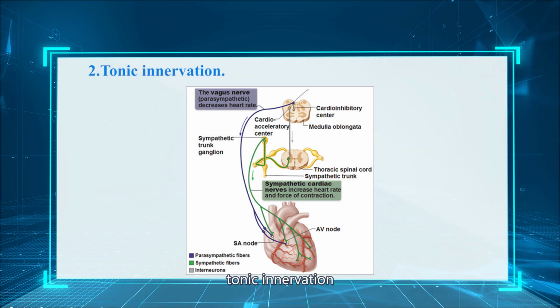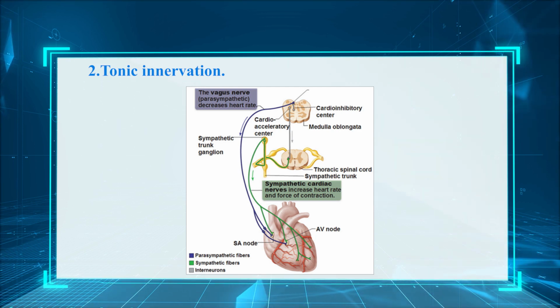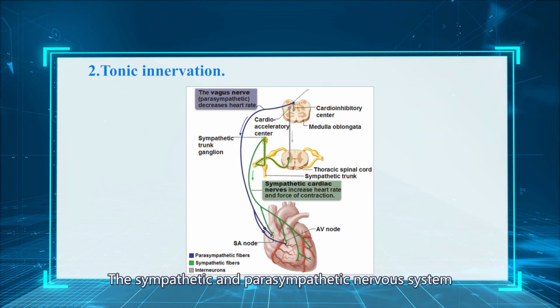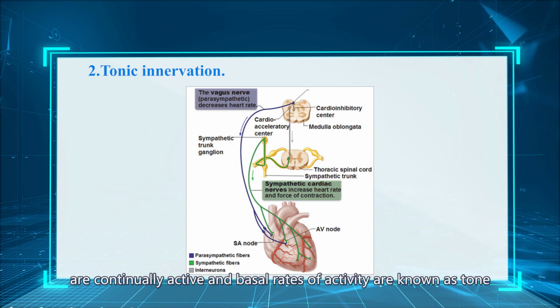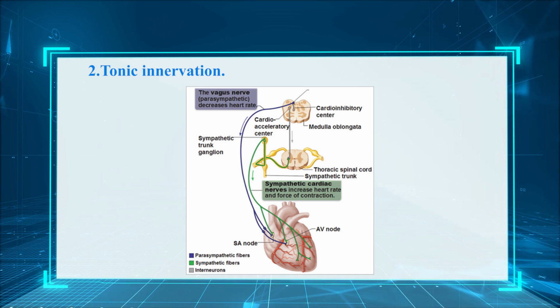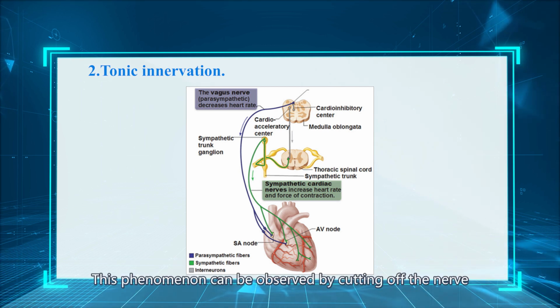2. Tonic innervation. The autonomic innervation of the effector exhibits tonic action in general. The sympathetic and parasympathetic nervous systems are continually active, and basal rates of activity are known as tone. The tone permits an increase or a decrease of the activity of an organ. This phenomenon can be observed by cutting off the nerve.